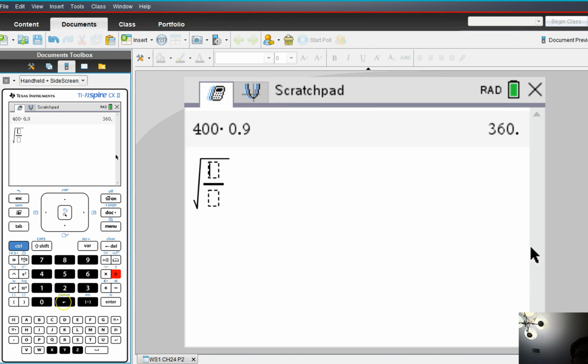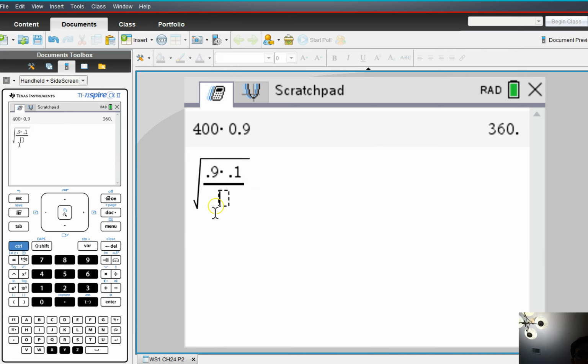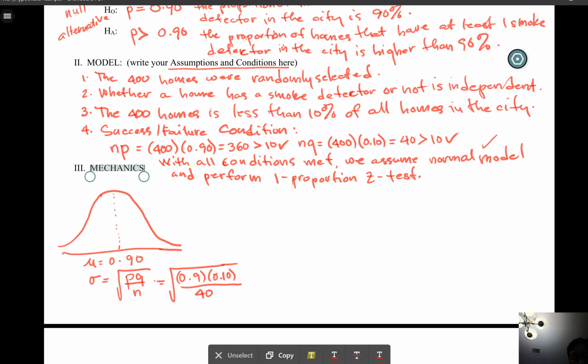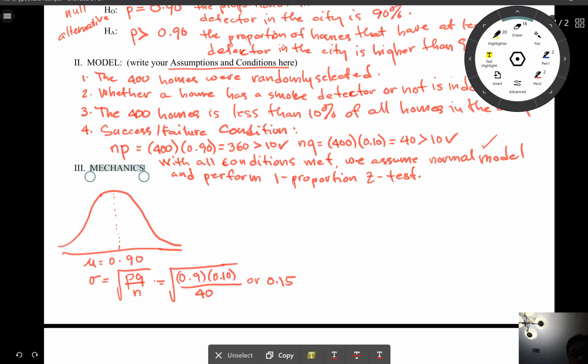Okay, so we got 0.9 times 0.1, and then we got 400 here. Enter. Okay, we got 0.15. Oops, that's wrong. Let me erase it. Or 0.015. Okay, so we got shape, center, and then spread.